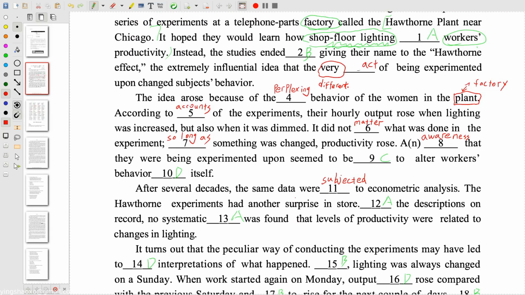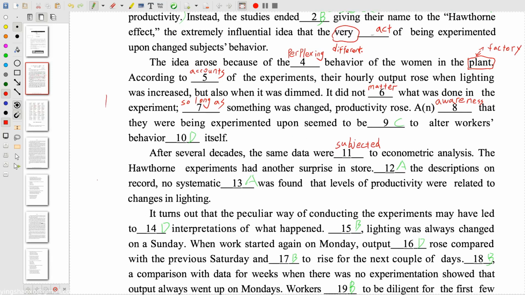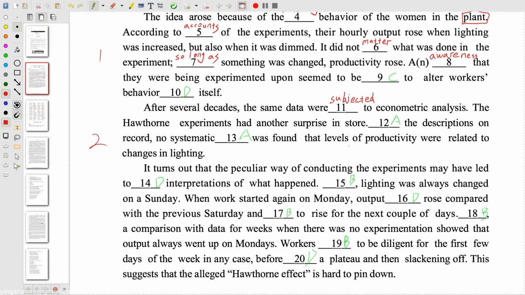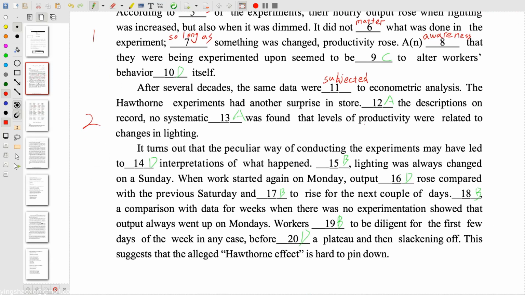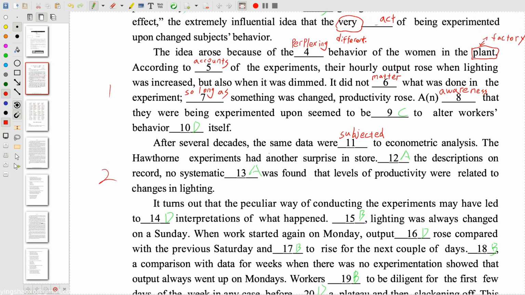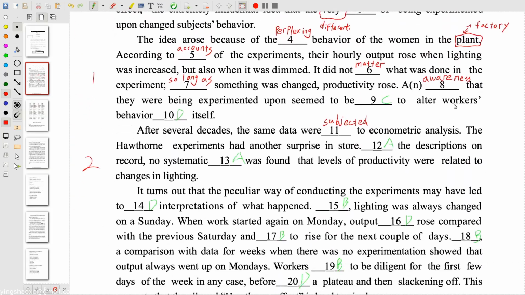Until now, we have two paragraphs. The first paragraph says that the lights changing would have a big effect on the productivity of our factory workers. But the second paragraph says that no systematic evidence was found that levels of productivity were related to the changes in lighting. So the two paragraphs are saying something totally different. Okay, let's read on. Let's go to the third paragraph.